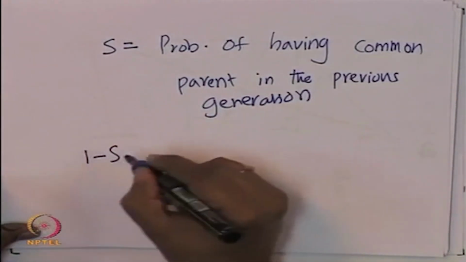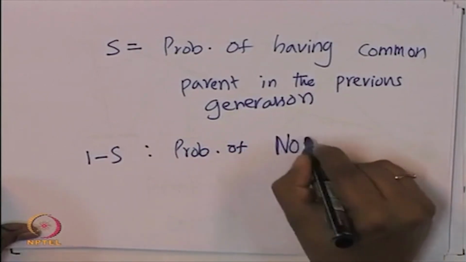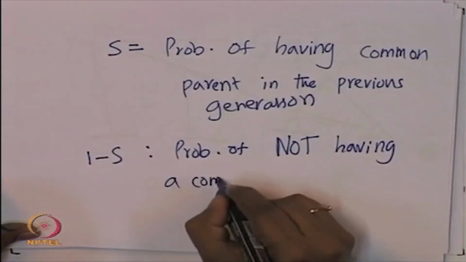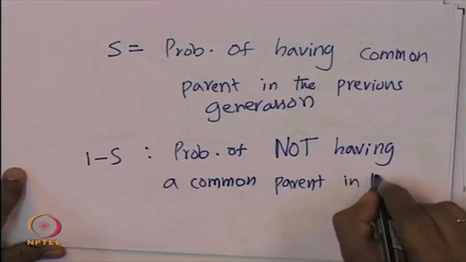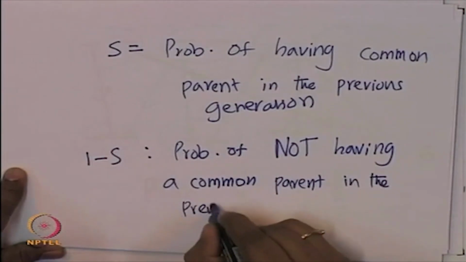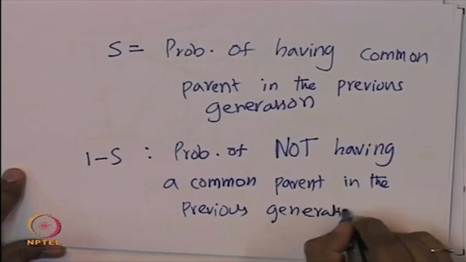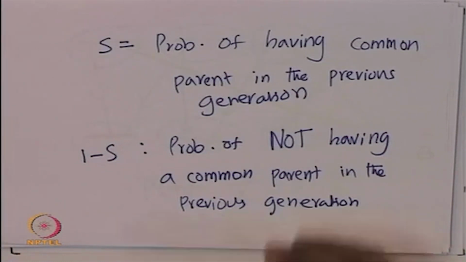Then 1 minus S is basically the probability of not having a common parent in the previous generation. So, S is the probability of having a common parent in the just previous generation, and 1 minus S is the probability of not having a common parent in the previous generation. And then we ask the question, what is the probability that t generations ago?